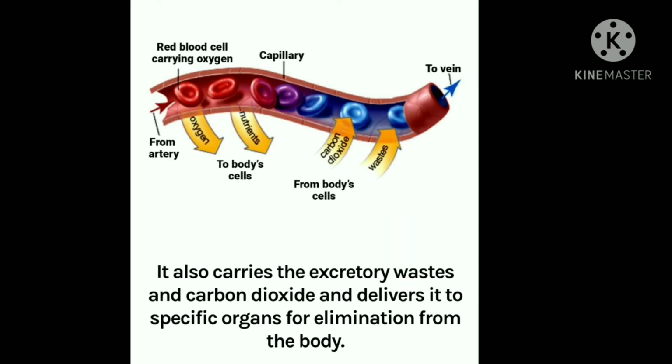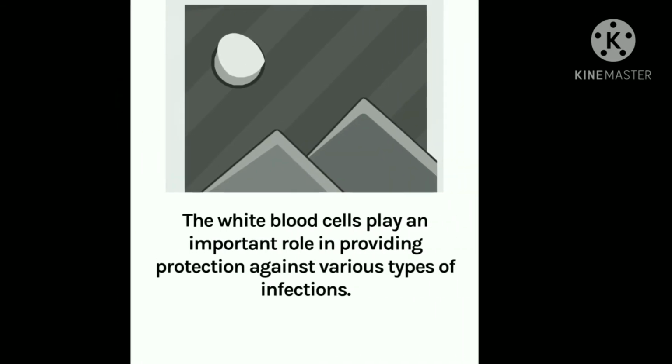It also carries the excretory waste and carbon dioxide and delivers it to specific organs for elimination from the body. As we have seen, the carbon dioxide is released in the lungs. The poisonous or excretory waste is released in the kidney. In this way, the blood is carrying the excretory waste as well as the carbon dioxide, and delivering it to the appropriate organ for elimination from the body.